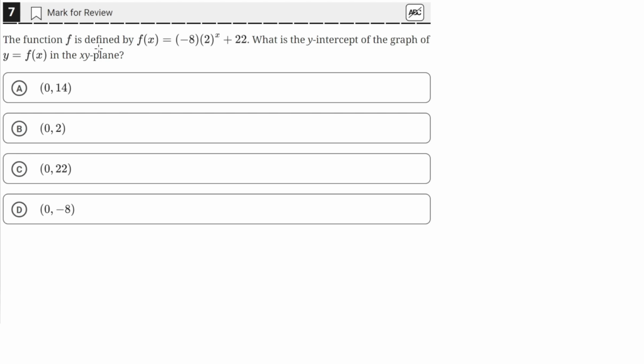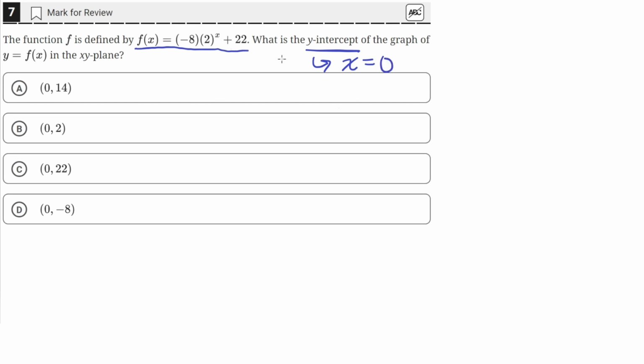The function f is defined by f of x equals negative 8 times 2 raised to the x plus 22. What is the y-intercept of the graph of y equals f of x in the xy plane? So we have this function, and we need to find the y-intercept. And we know that the y-intercept occurs when x is equal to 0.